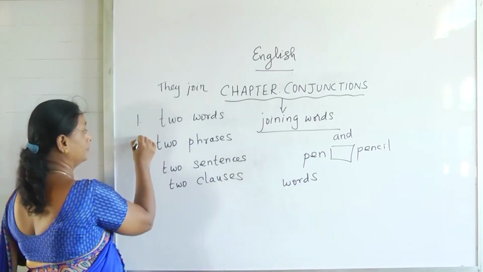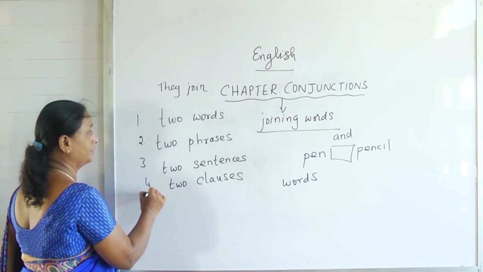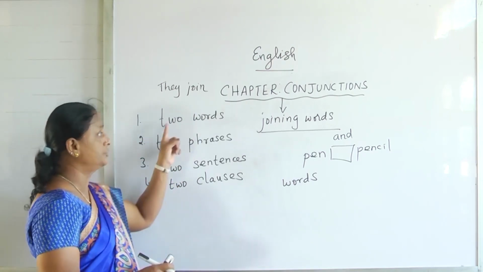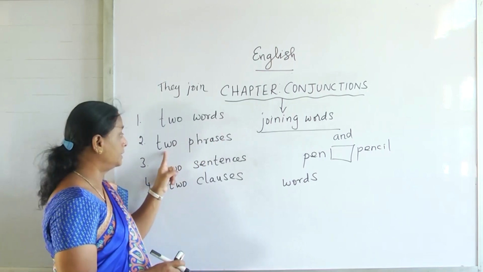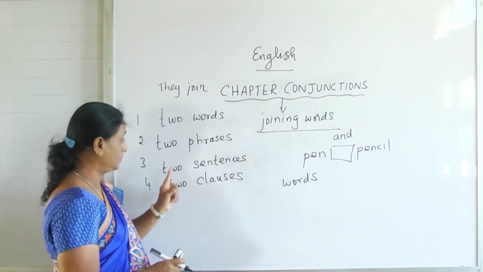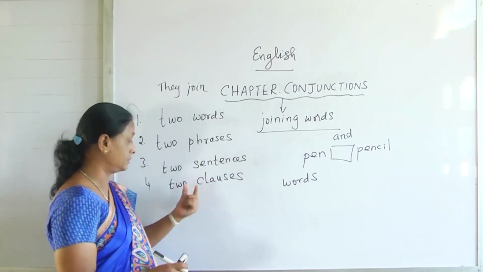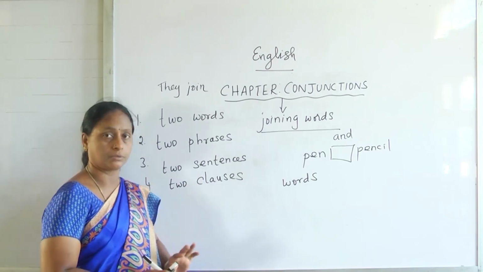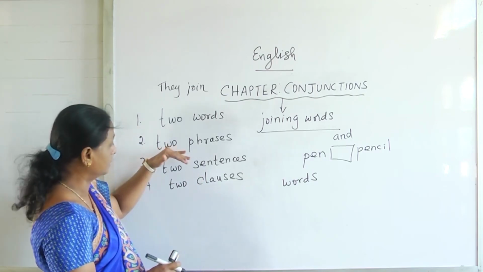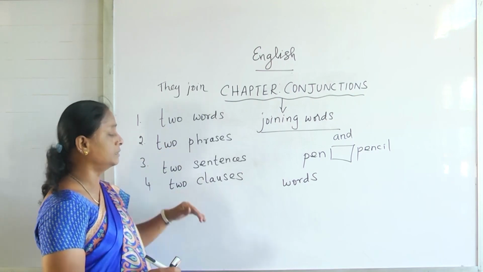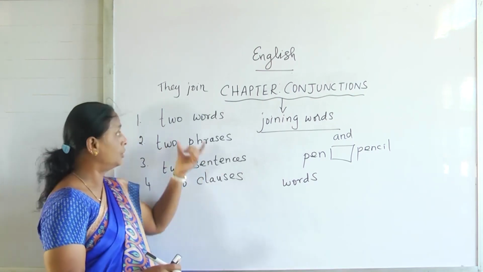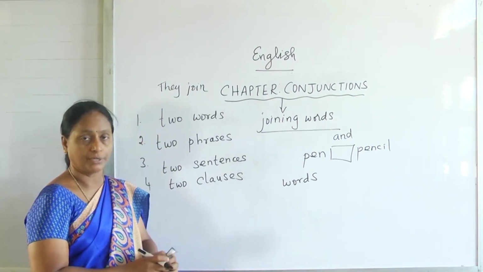So, what is the function of the conjunction? You join two words, you join two phrases, you join two sentences, you join two clauses. Now let me see these in categories. Now we will take two words alone first.